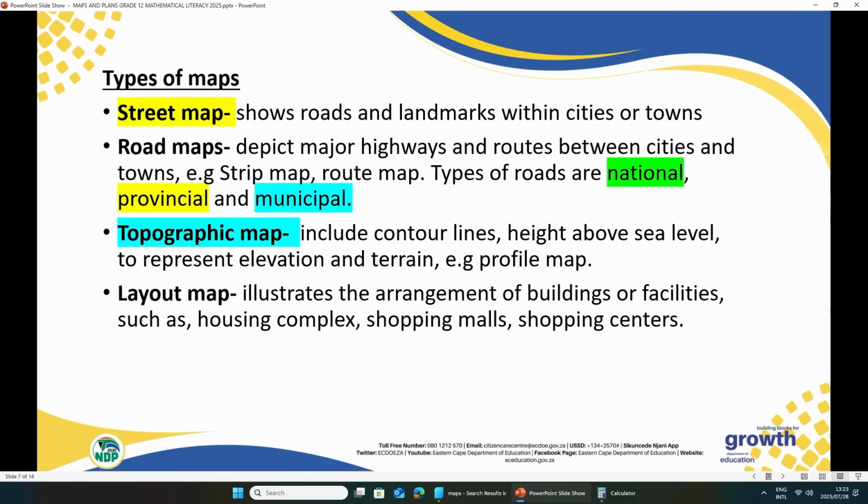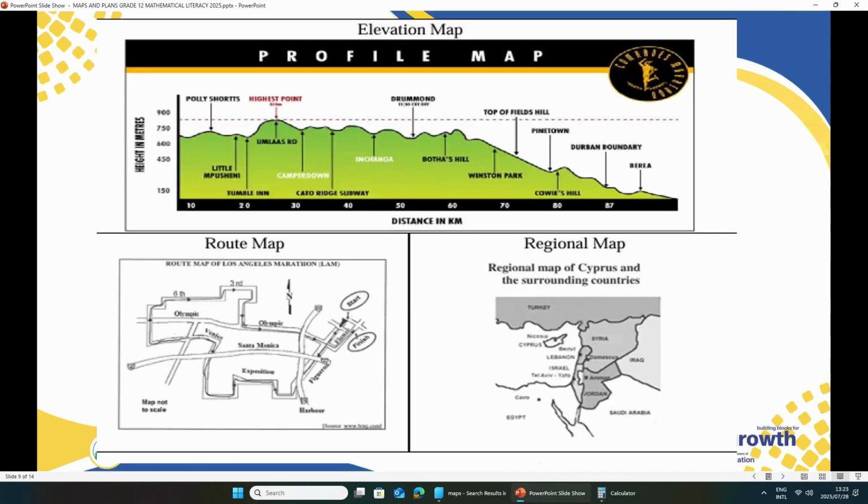We also have what we call topographic map. The most common topographic map we have is the profile map, which we see mostly for the Comrades Marathon. Let me try to see. Yes, I have a profile map there. You can see it. That's a profile map. What does it show? The profile map shows you the altitude, which is the height above sea level. It is also showing you the terrain or the slope of the area. It is also showing you the kilometers.